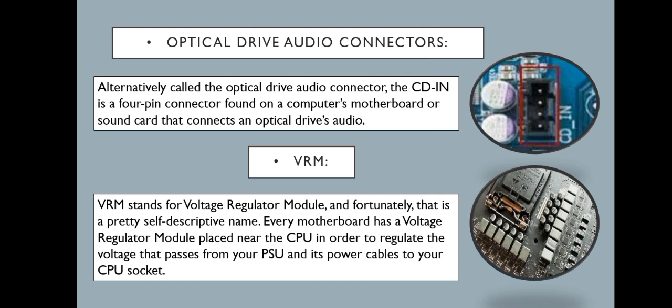Next, we have VRM. VRM stands for Voltage Regulator Module, and fortunately, that is a pretty self-descriptive name. Every motherboard has a voltage regulator module placed near the CPU in order to regulate the voltage that passes from your PSU and its power cables to your CPU socket.